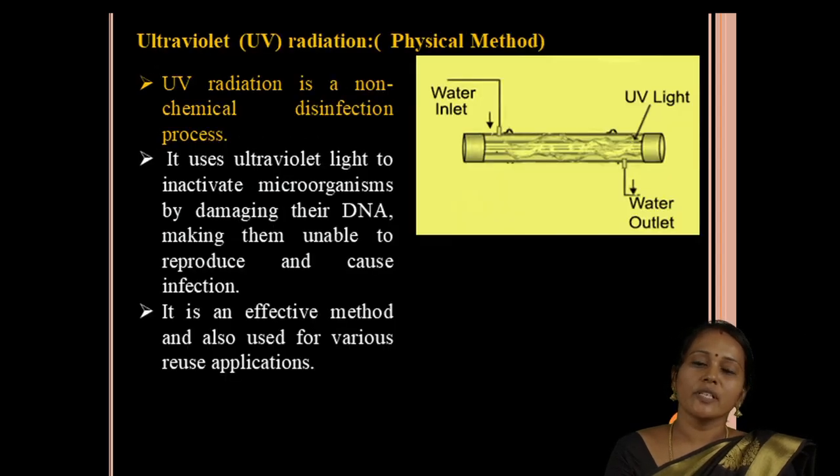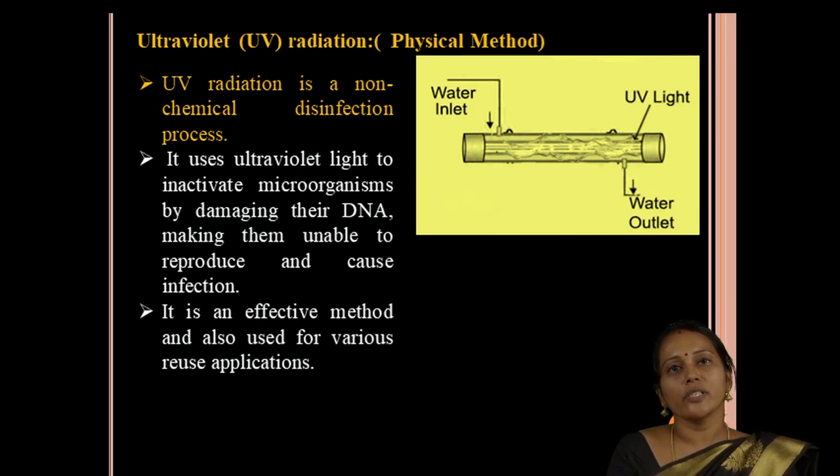The next method is the physical method. In the physical method, the most important technique is ultraviolet radiation. Ultraviolet radiation is a non-chemical disinfection process. It uses ultraviolet light to remove microorganisms by damaging their DNA, making them unable to reproduce and cause infection. It is an effective method and is also used for various reuse applications.